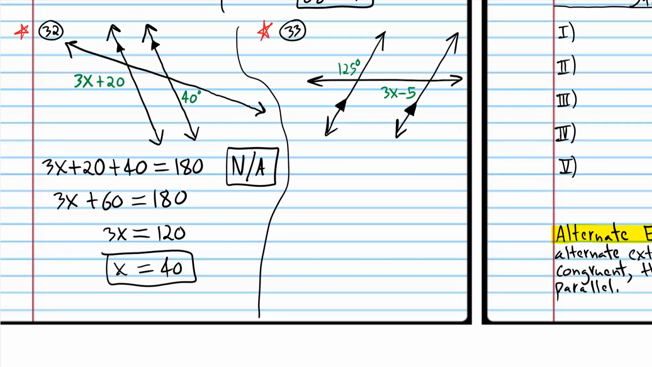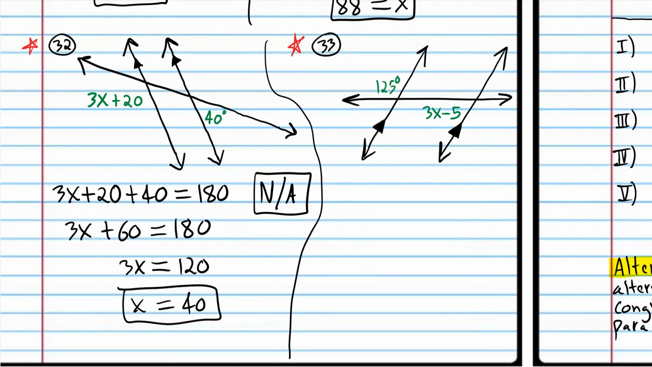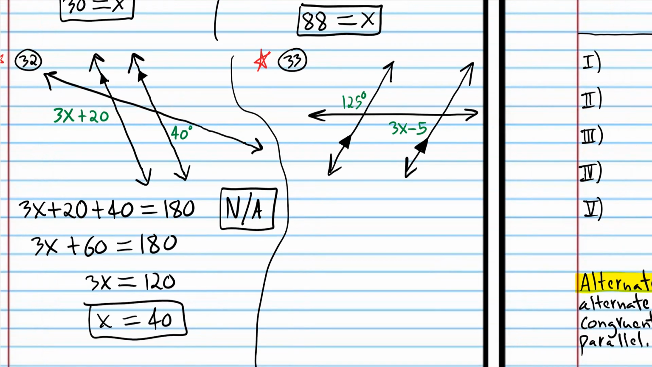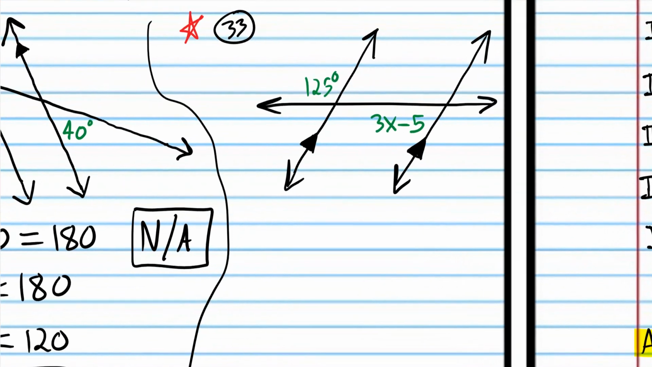All right, so number 33, we have alternate angles because one's above the transversal and one's below the transversal. They're alternate. But one of them is in the interior and the other one is in the exterior. So we don't really have a special name for this pair. But that doesn't mean we can't figure it out. That doesn't mean we can't figure out what x is.